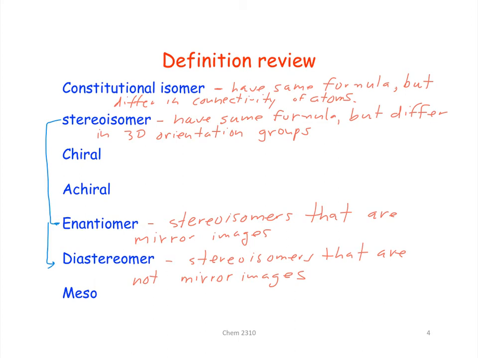Molecules that have enantiomers will be chiral. Okay, so that means they have a mirror image that's different. It has an enantiomer. It's different from its mirror image. Achiral is a molecule that is the same as its mirror image.